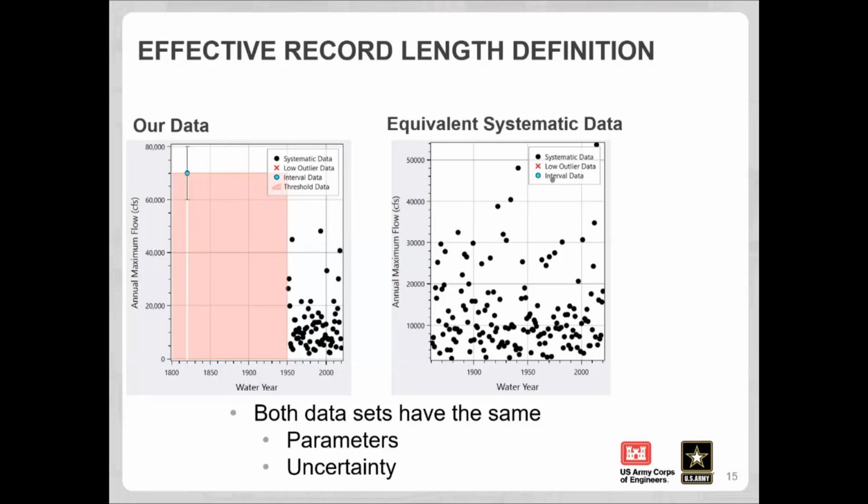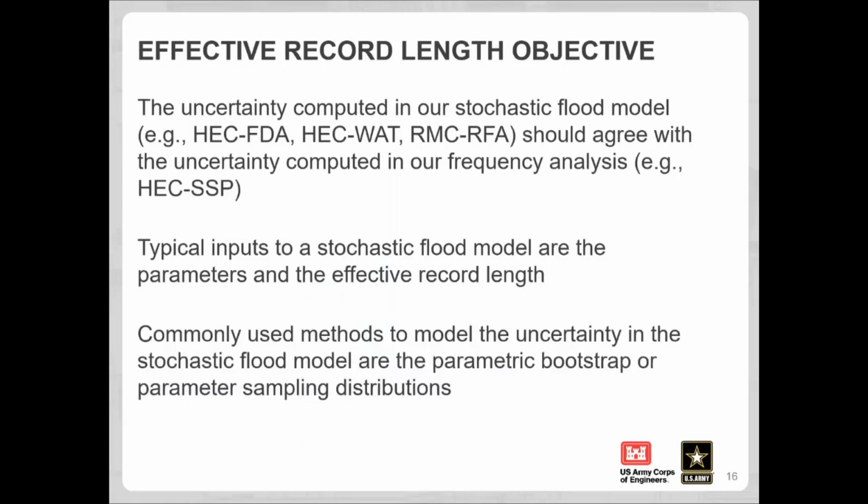If you go to the next slide, Mike, and this is why we do it this way and how we use it. So there's lots of different stochastic flood models out there. Three examples in the core that are listed there: HEC-FDA, flood damage analysis; HEC-WAT, watershed analysis tool, I think; and RMC-RFA, which is reservoir frequency analysis. So the objective is that the uncertainty that we are going to model in those stochastic flood models should agree with the uncertainty that we computed in our flow frequency analysis. So essentially the uncertainty we get out of HEC-SSP or PCAFQ or whatever software you're using.